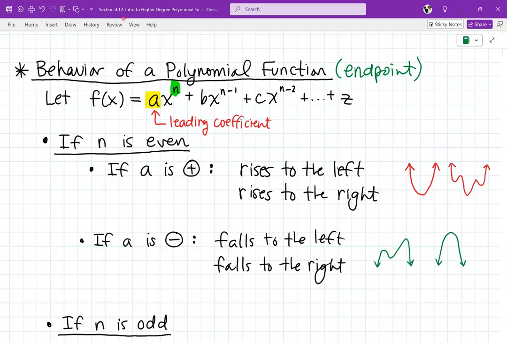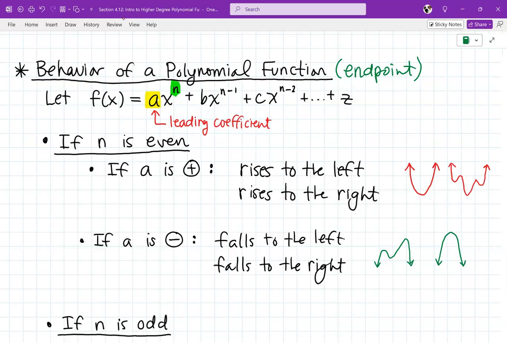So it says if n is even, in other words, if your polynomial function has a degree of 2, a 4, a 6, an 8, a 10, a 12, an even degree, then look at your leading coefficient. If your leading coefficient is positive, then the answer you're going to write for me is that it rises to the left and it rises to the right.